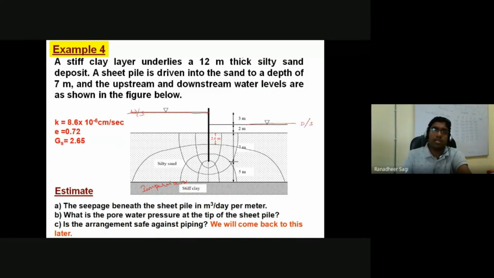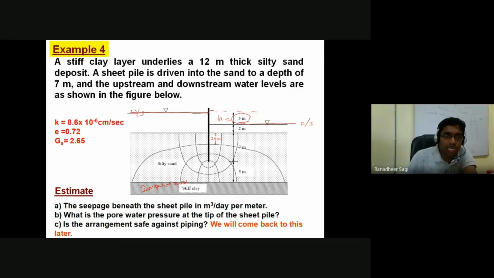So once I understand what is my upstream and downstream, what is the total head difference between upstream and downstream? Total head difference, whatever we have in this particular problem, is nothing but 3 meters. Because of this total head difference of 3 meters from upstream to downstream, the flow is taking place through the soil strata.